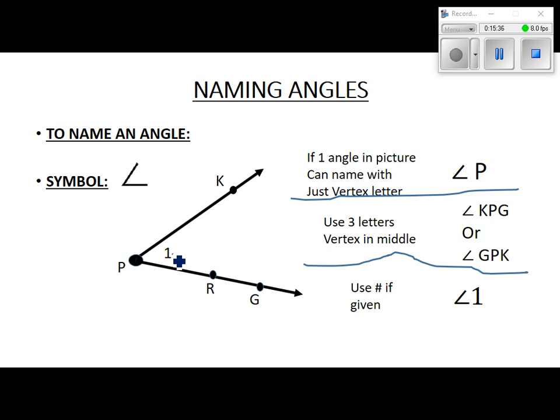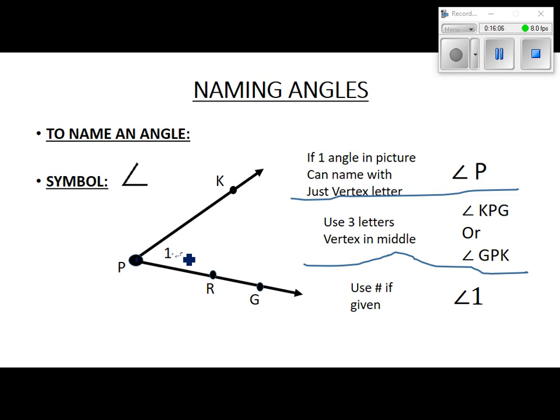Because if you start taking the easy way out and just naming it with 1 letter, it doesn't work all the time. The only one that works every time is naming it with 3 letters. Sometimes the other ones won't work. By the end of the year, we'll probably name everything just about with the number that's inside the angle, because there'll be so many angles in the picture that it just makes it easier, and they'll put numbers in all of them. But sometimes they don't.